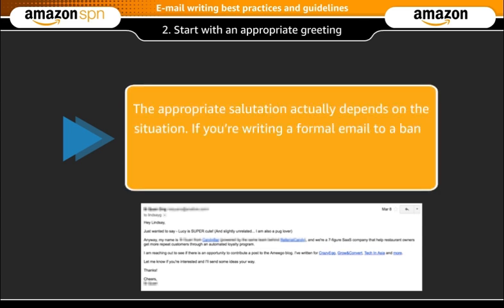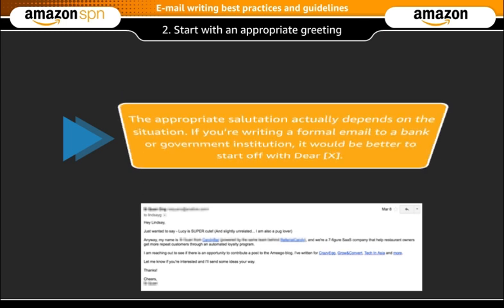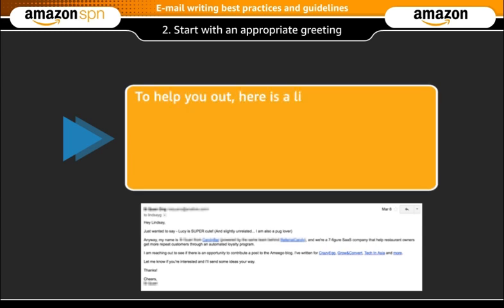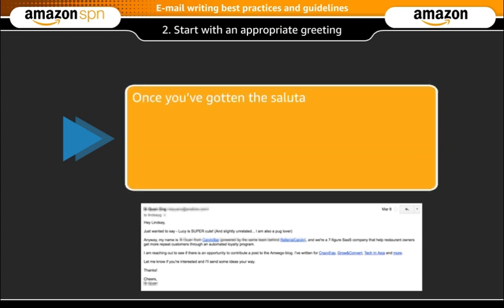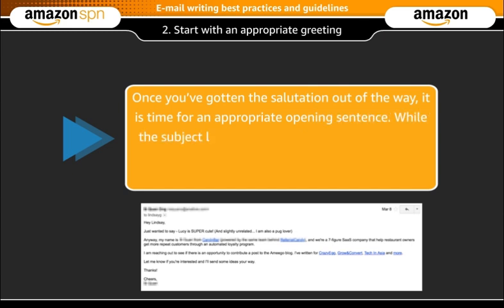If you're writing a formal email to a bank or government institution, it would be better to start off with Dear X. To help you out, here is a list of salutations you can open with in your emails. Dear first name, Dear Mr. or Dear Miss last name, good morning or good afternoon. Once you've gotten the salutation out of the way, it is time for an appropriate opening sentence.